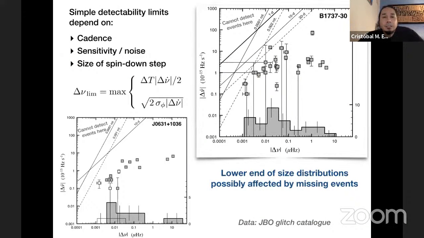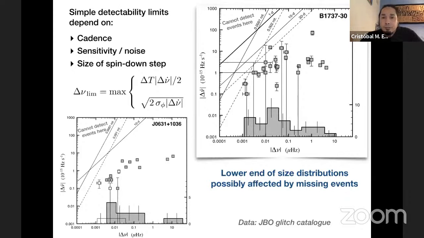So some years ago we wrote about detectability limits for the glitches, and essentially we established something that people knew from before anyway, that they depend on the cadence. The more often you observe a pulsar, the smaller the glitches you can detect. And obviously you also need good sensitivity. If your error bars are too large, you might not be able to detect anything.